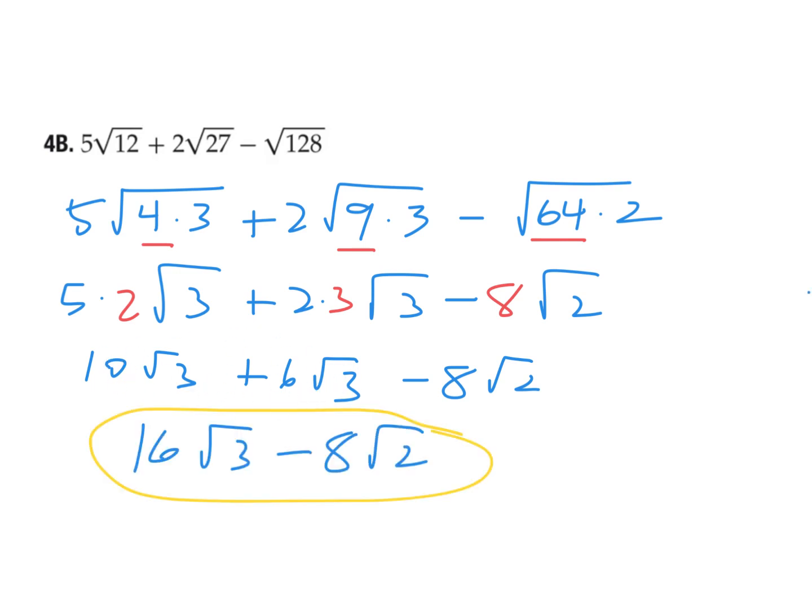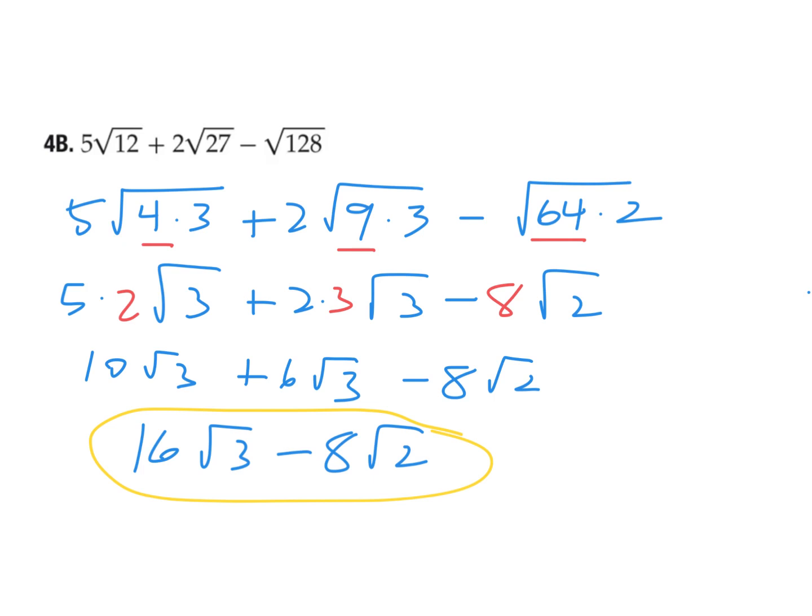Again, those are my quote-unquote like terms. And then I have this minus 8 root 2 just hanging around because it can't combine because it has a different radicand. The number underneath the radical is called the radicand. Okay? Addition, subtraction, same concept. Get quote-unquote like terms and you're off and running.